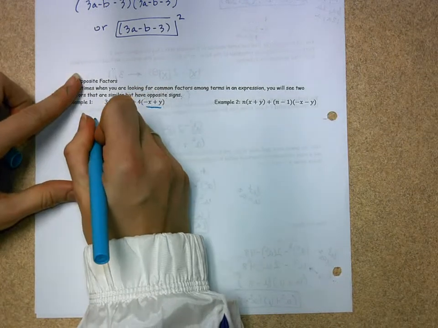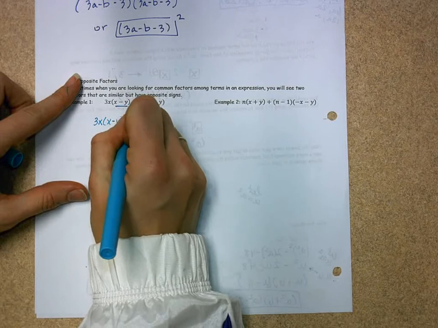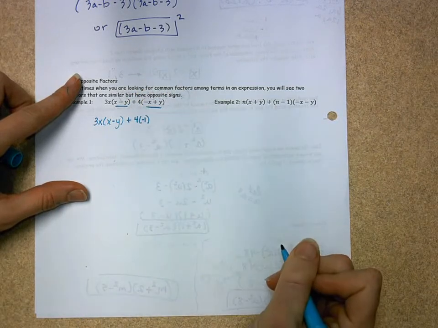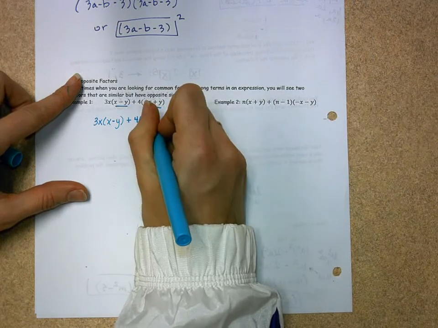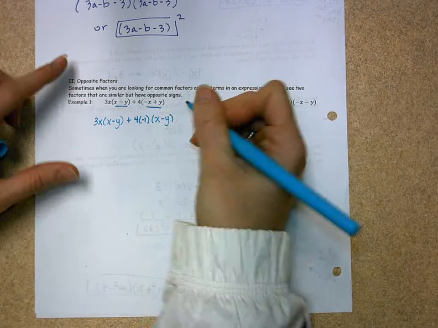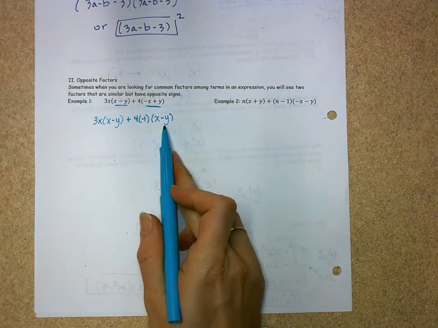The first term's going to stay the same. 3x times quantity x minus y plus, but you could think of multiplying by the -1, which would produce a positive x minus y. Or if you want to think divide out a -1, it would work the same way. Because if I divide out a -1, I get a negative divided by a negative is positive, and y divided by -1 would give you negative y.